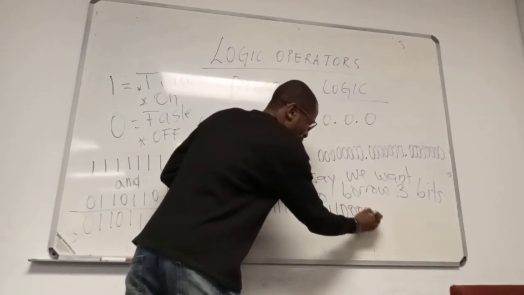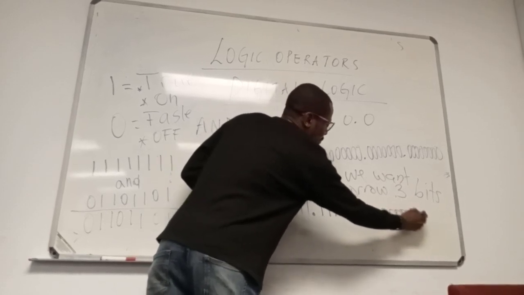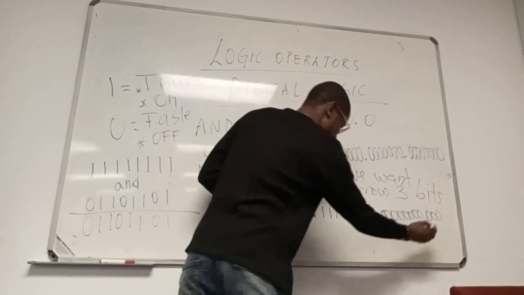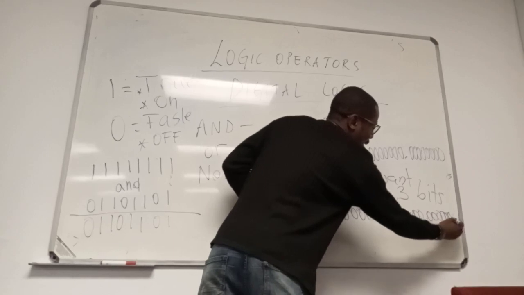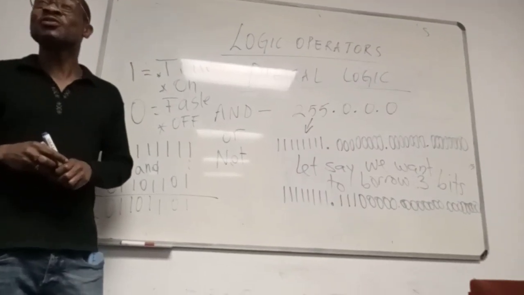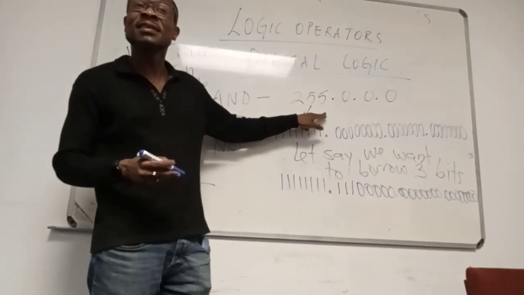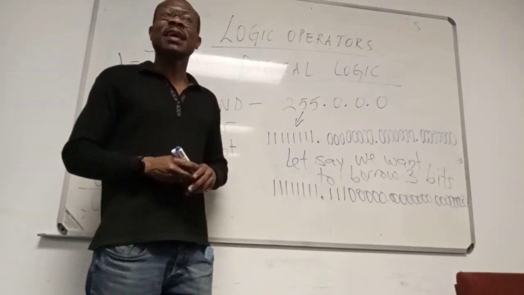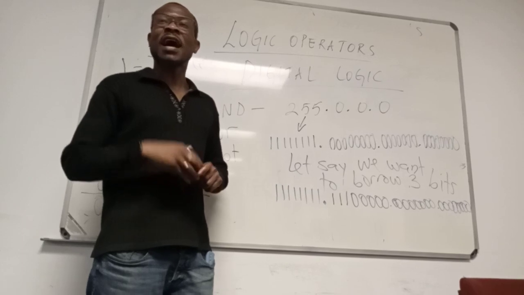0 0 0 0 0, dot, 1 2 3 4 5 6 7 8, dot, 1 2 3 4 5 6 7 8. Right? You don't understand? Borrowing 3 bits from this subnet means this. How many ones are here now? How many ones?